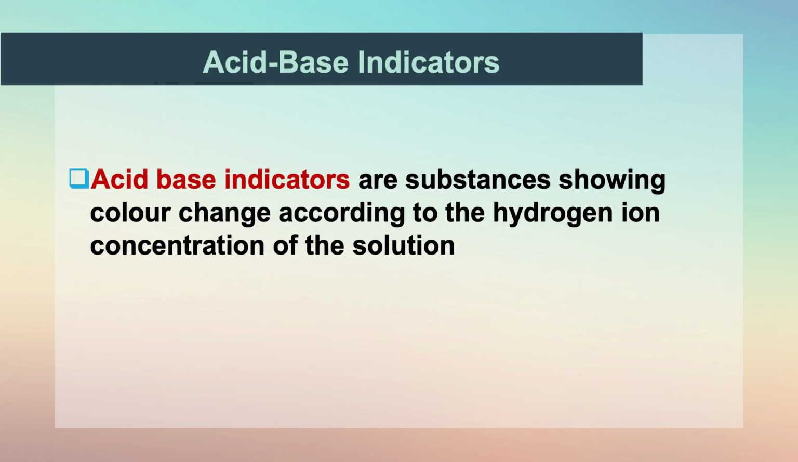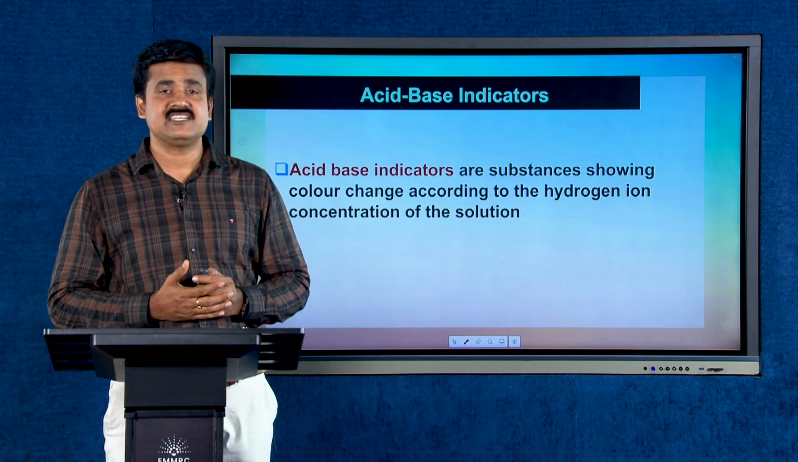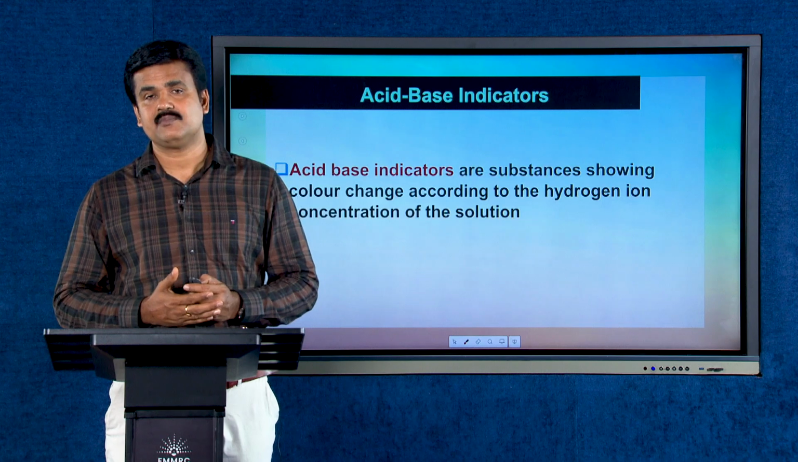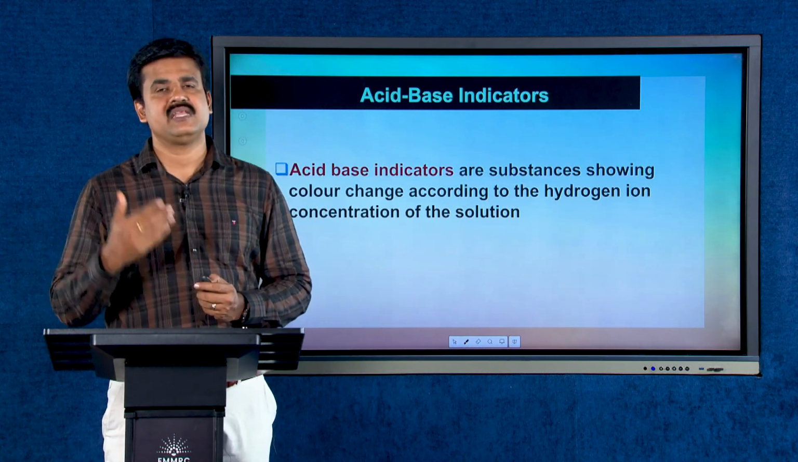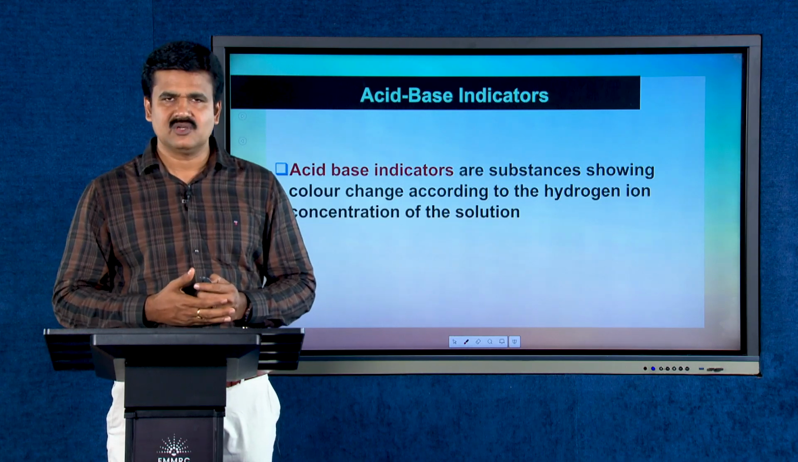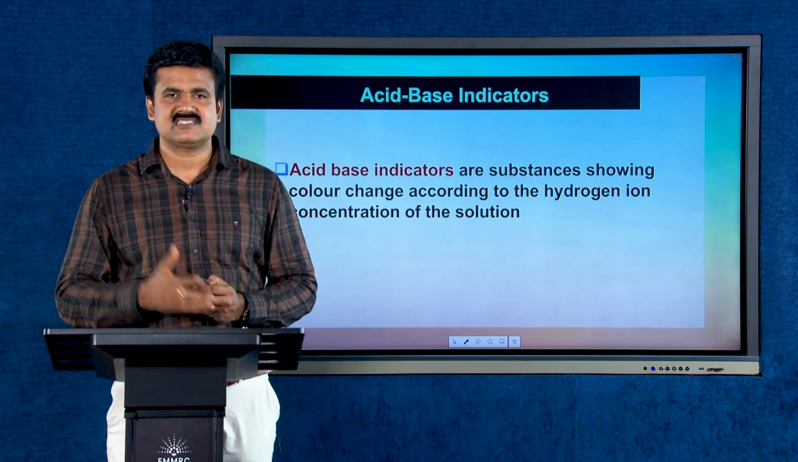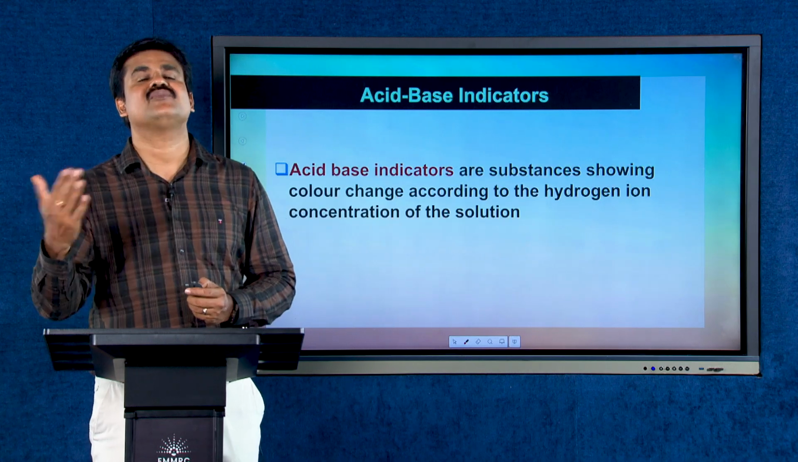Acid-base indicators are substances showing color change according to the hydrogen ion concentration of the solution. It should be noted that the hydrogen ion concentration is quantitatively expressed in terms of pH. pH is negative logarithm of hydrogen ion concentration. If the hydrogen ion concentration is high, pH will be low and vice versa. So, acid-base indicators will show color change according to the hydrogen ion concentration or simply the pH of the solution.